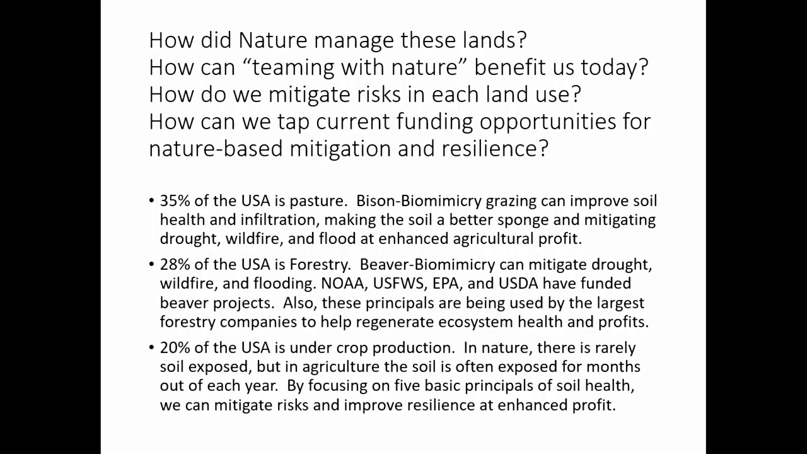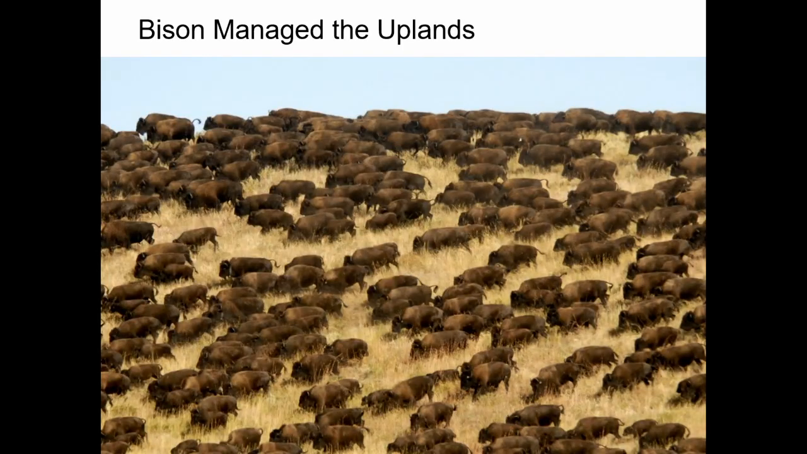So I asked a question similar to what Skip was bringing up earlier. If we go back in time, what managed these landscapes in more ancient times, before, say, 1492? And then how can teaming with nature benefit us today? How can we mitigate risks in each land use? So because 35% of the USA is under pasture, we can do bison biomimicry. In the forested lands, we can do beaver biomimicry. And then on a lot of our croplands, there's different practices, basically the six principles of soil health, to help manage our croplands.